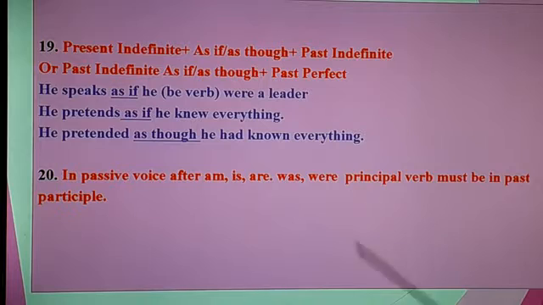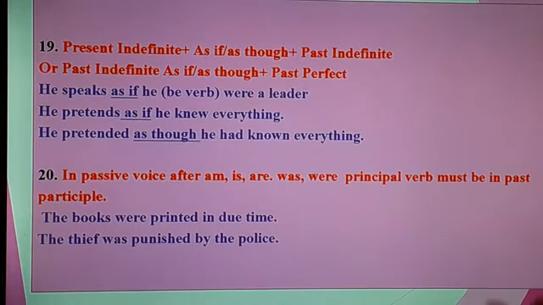Okay, next we have another rule, that is in passive voice. If you find there are to be verbs, basically am, is, are, was, were, the principal verb should be in past participle. So have a look. The books were printed in due time. The books, that is plural subject, and the to be verb we took is were, and printed is in past participle. So I want to repeat that in the passive case, the principal verb should be past participle. Another example: the thief was punished by the police. That is in passive sense.